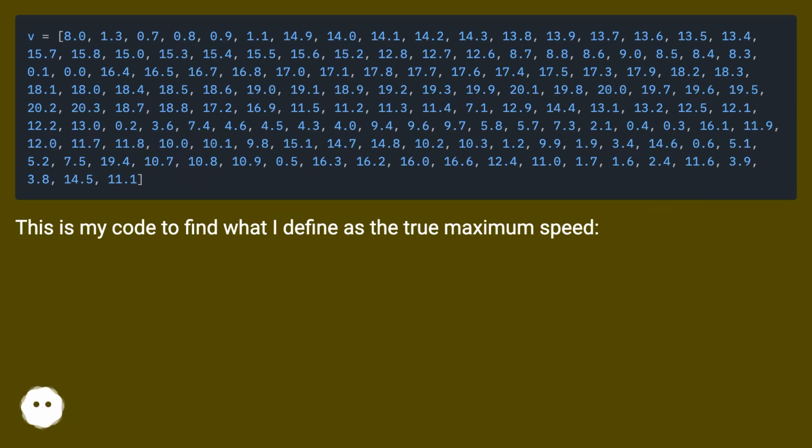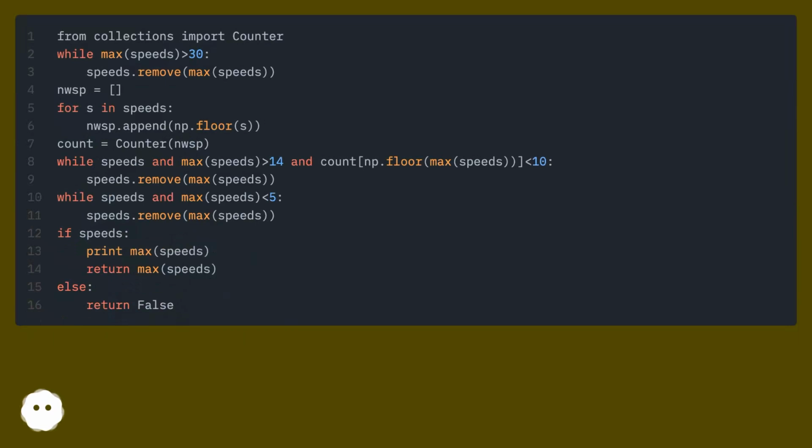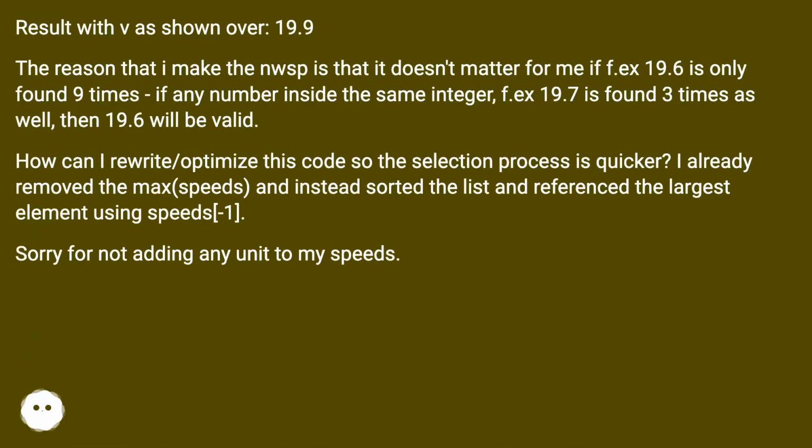This is my code to find what I define as the true maximum speed. Result with v is shown over n19.9. The reason that I make the NWSP is that it doesn't matter for me if for example 19.6 is only found 9 times. If any number inside the same integer, for example 19.7, is found 3 times as well, then 19.6 will be valid.